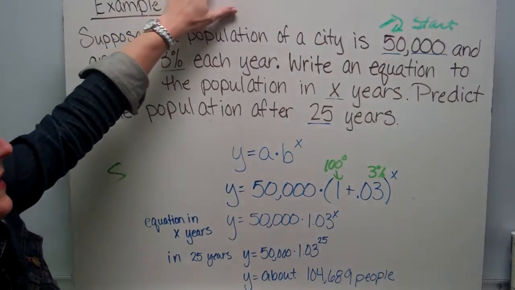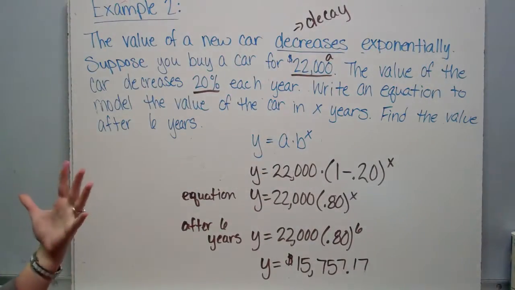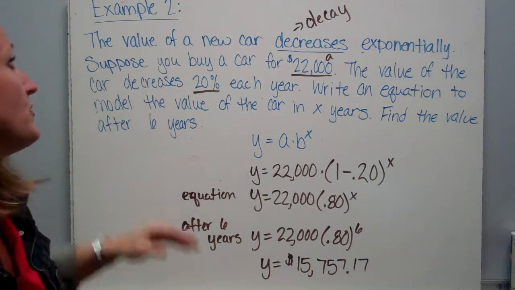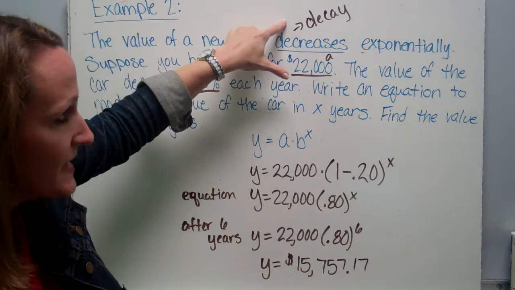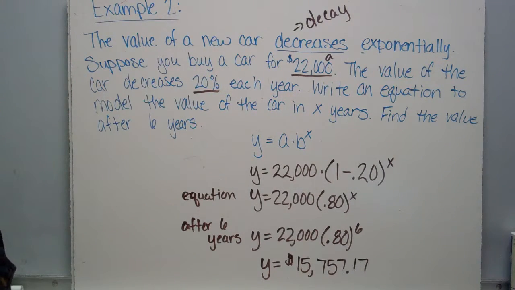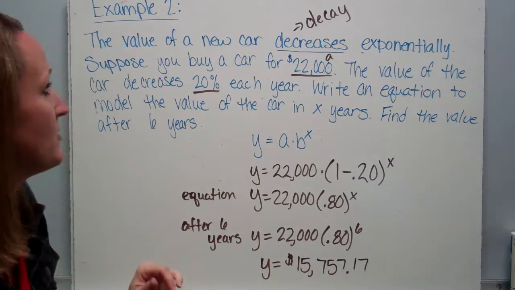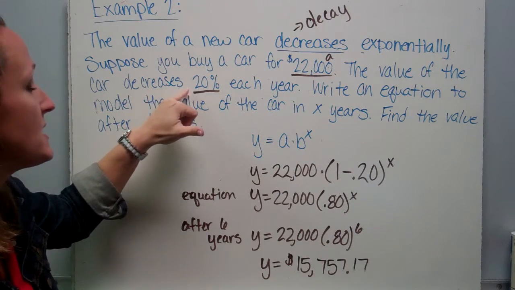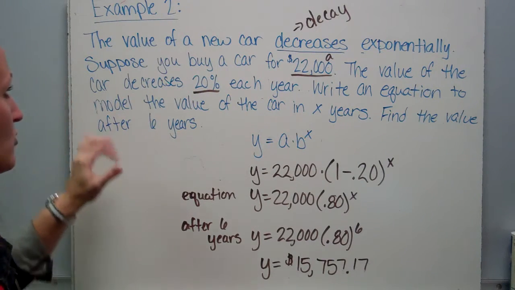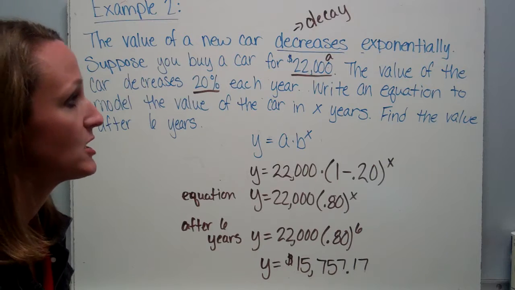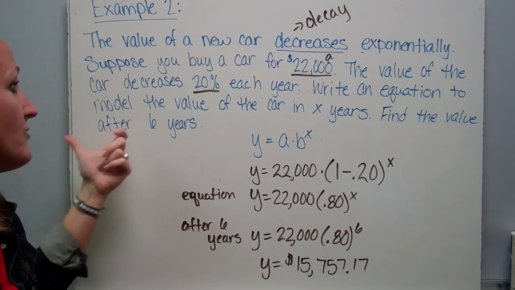Okay, so what about decay? Where would we use decay? So, the value of a new car. This is going to affect some of you before too long. The value of a new car decreases, or decays, exponentially. Suppose you buy a car for $22,000. Here's our dollars, here's our a value. And the value of the car decreases at a rate of 20%. Here's our decay factor each year. Write an equation to model the value of the car in x years. Then we're going to find the value of the car after 6 years.